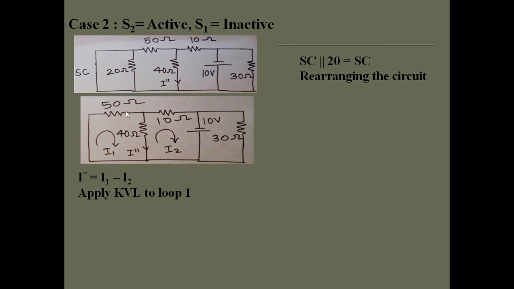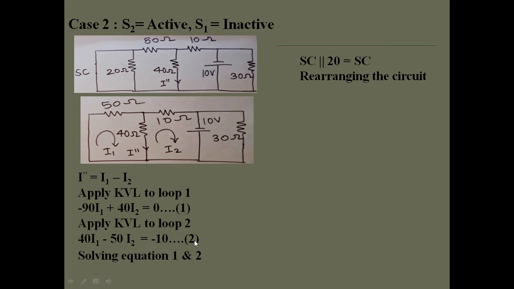So when we apply KVL to loop 1, our equation will be minus 90 I1 plus 40 I2 is equal to 0. When we apply KVL to loop 2, our equation will be 40 I1 minus 50 I2 is equal to minus 10. When we solve both the equations, the value of I1 is 0.14 ampere and I2 is 0.31 ampere. We have to find I double dash, which is I1 minus I2. So it will be 0.14 minus 0.31, that is minus 0.17 ampere.